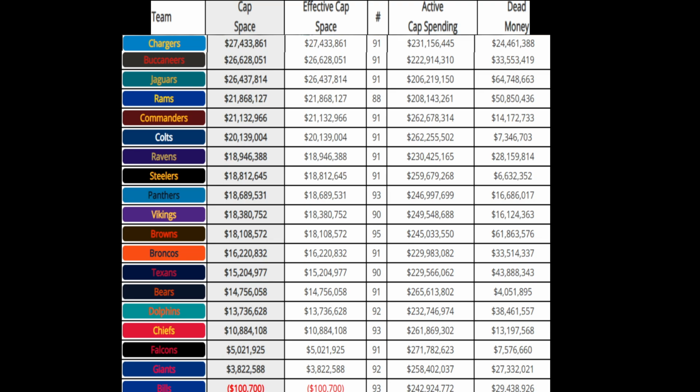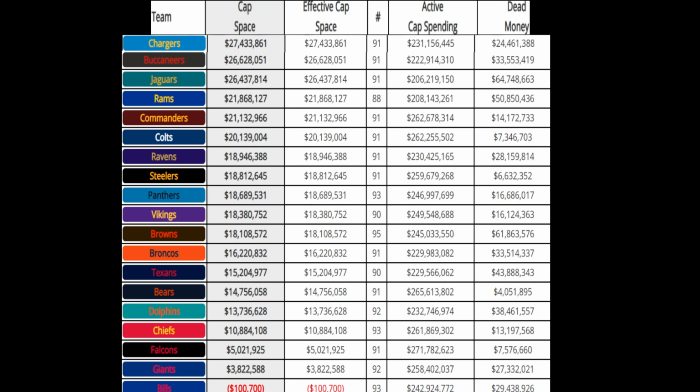We're going to go through these slides quickly. The first column here is the cap space. The only different number across this column is that red Bills number. That means they're $100,000 and then some out of compliance with the cap space, whereas every other team there, this is their cap space they have to work with.